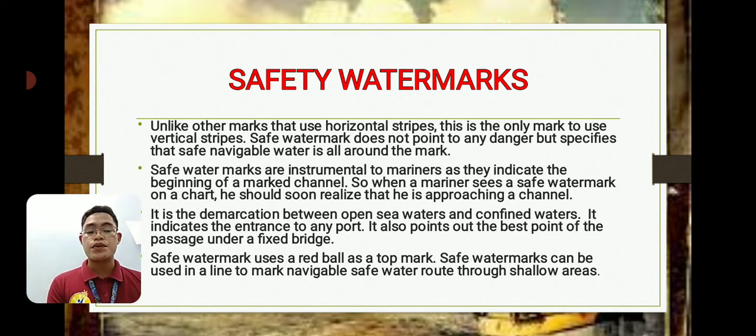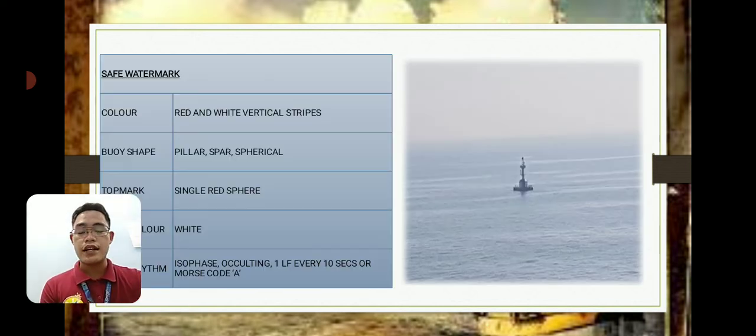It is the demarcation between open sea waters and confined waters. It indicates the entrance to any port. It also points at the best point of passage under a fixed bridge. Safe water marks use a red ball as top mark. Safe water marks can be used in a line to mark a navigable safe water route through shallow areas. The safe water mark has red and white vertical stripes, the buoy shapes are pillar, spar, and spherical. For the top mark, a single red sphere. For the color of light, white, for the rhythm, occulting, or isophase, or long flash every 10 seconds, or Morse code alpha.